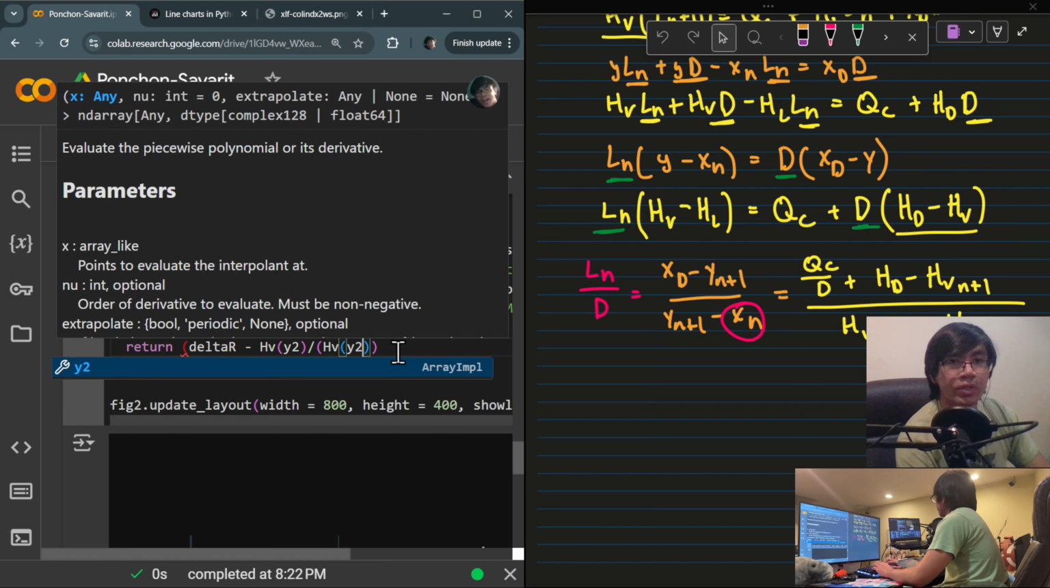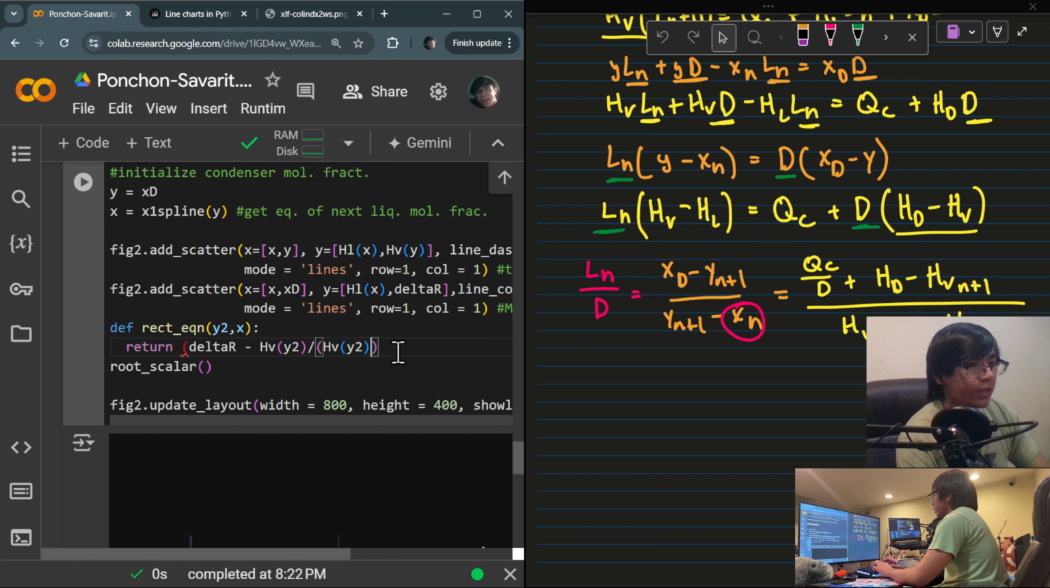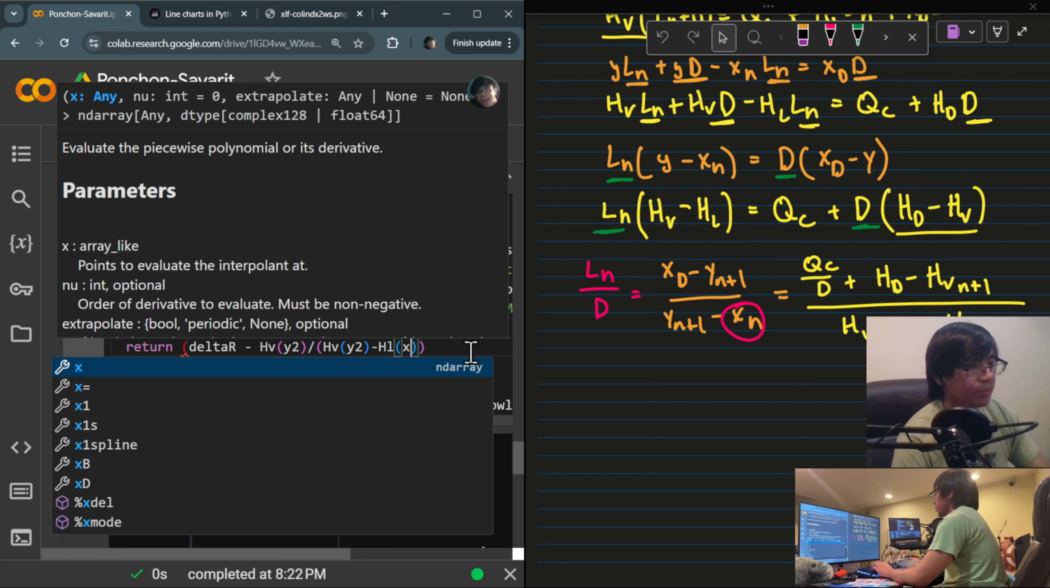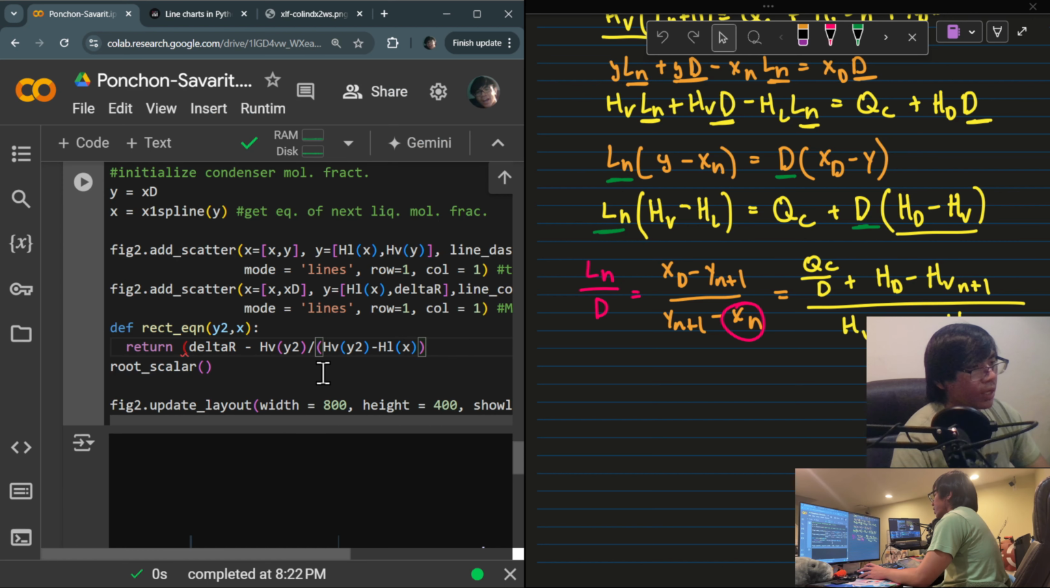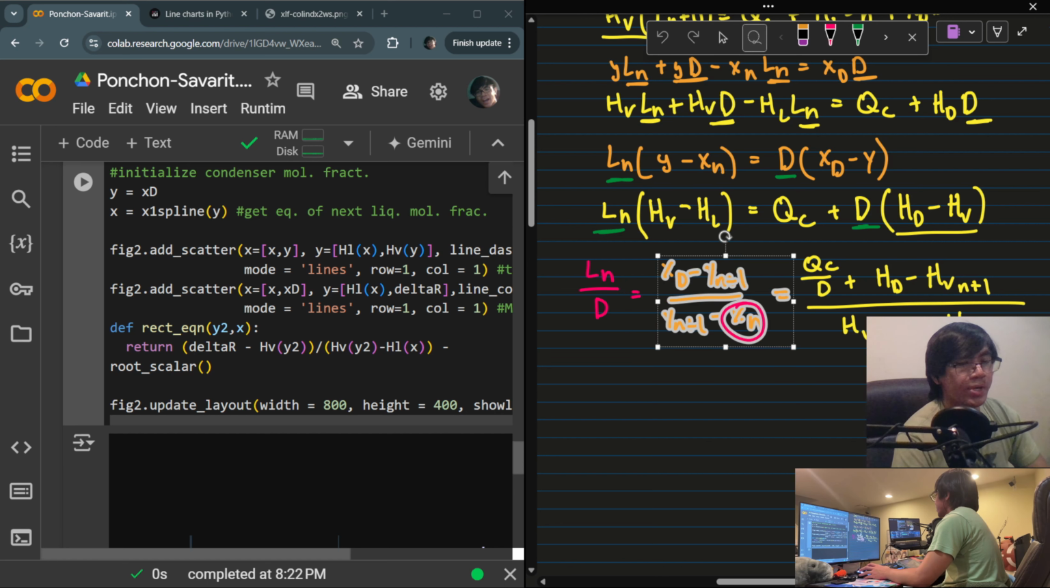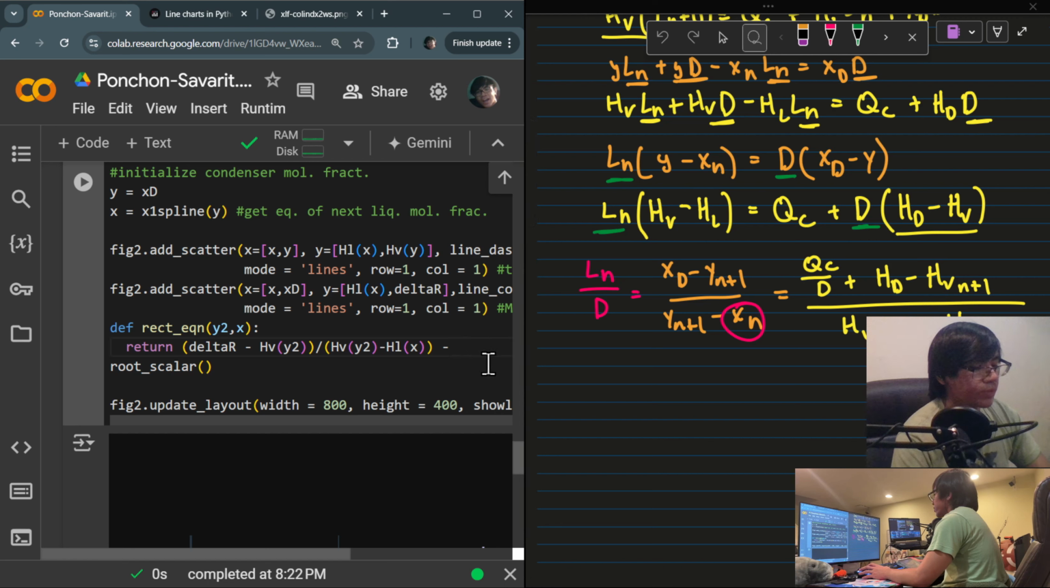Can you see that? Okay. And I subtract heat of the liquid interpolated from the current x mole fraction. Is that it? Oh, I'm missing a parenthesis. And then we subtract this equation relating, this is our mass balance, our mole fractions. So we subtract that, do the exact same thing.